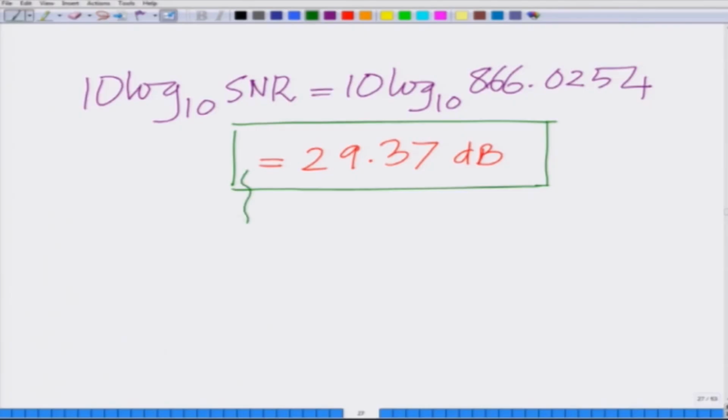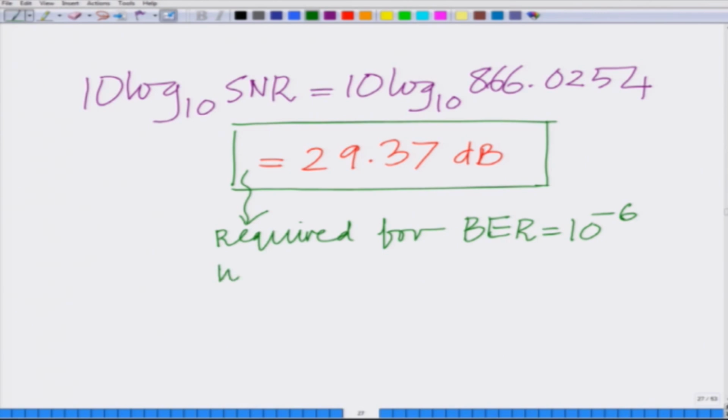So, this is the SNR required for BER equals 10 to the power of minus 6 with L equal to 2 antennas. The SNR required is 29.37 dB to achieve a bit error rate of 10 power minus 6 with L equal to 2 antennas. Now, you will notice something very interesting.